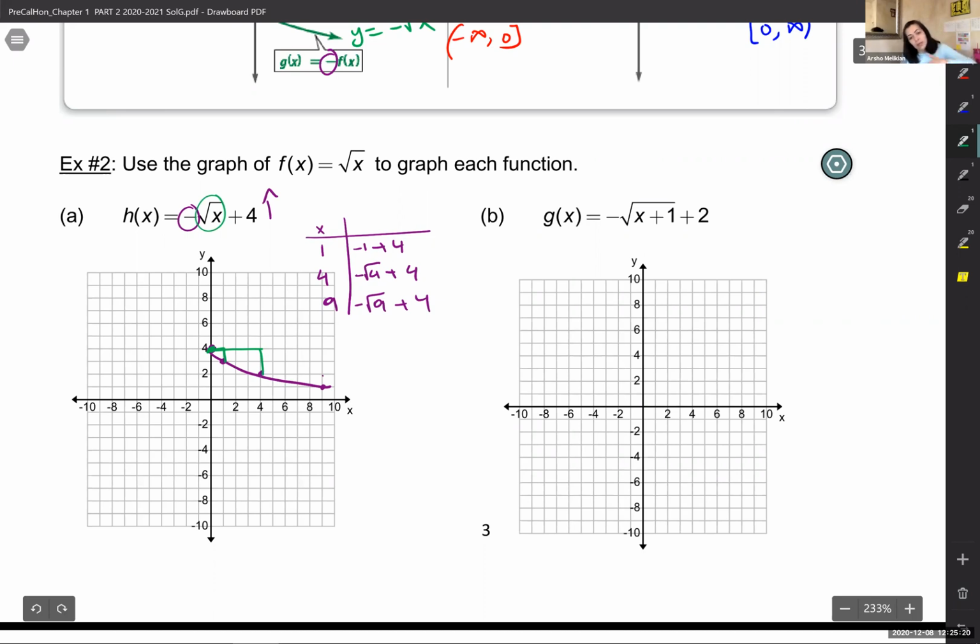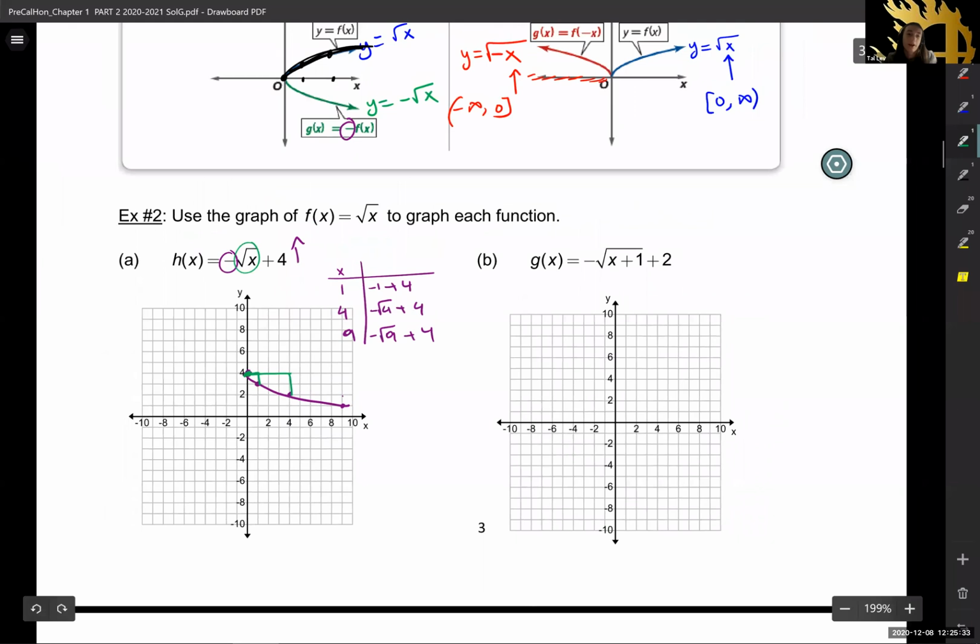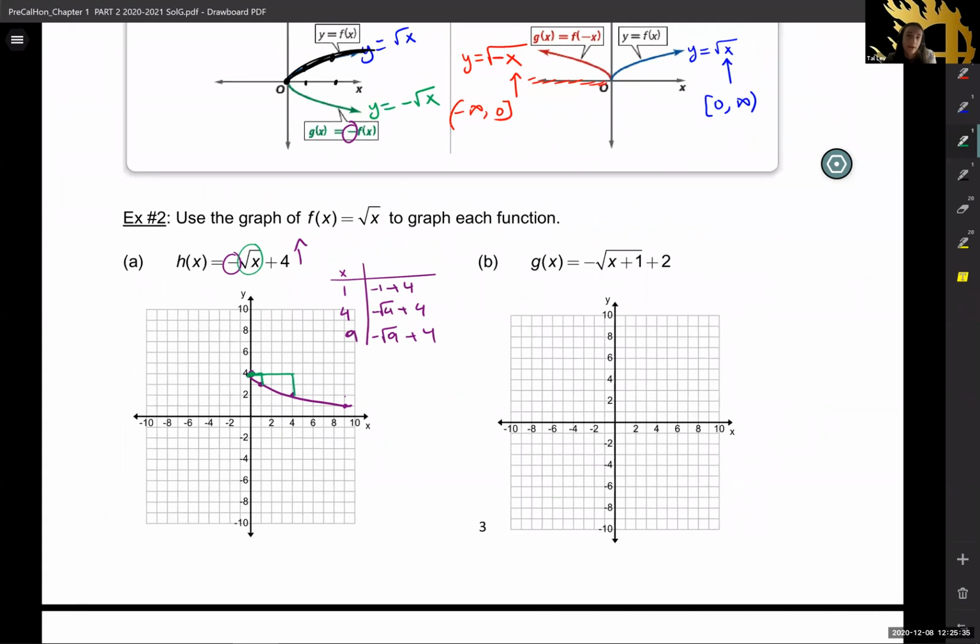Or you can think of a sideways parabola, right? 1, 1, 2, 4, that works too. Because I just see that, I think, okay, go up 4. It's the lower half of a sideways parabola because of the negative, and then just put in a regular parabola. Is that fine? That's perfectly fine.